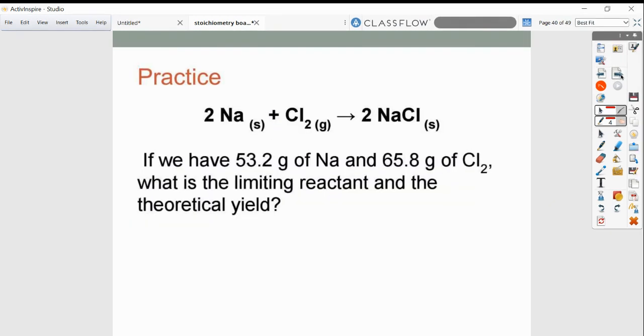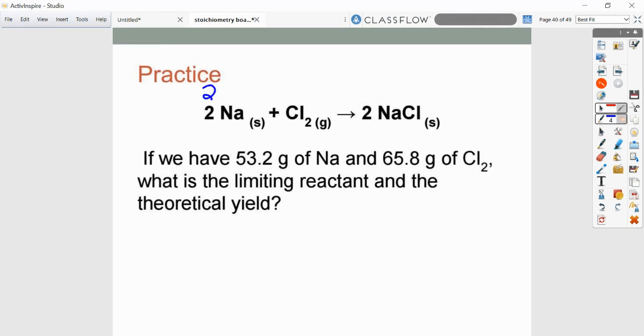Here's another example. We're going to use this example for limiting reactant and theoretical yield, like we've been doing, and then we'll tie in problems with excess reactant and percent yield. Okay, so molar masses of everything. Sodium is 22.99 grams per mole. Chlorine is 70.9 grams per mole. And 58.44 grams per mole for sodium chloride.